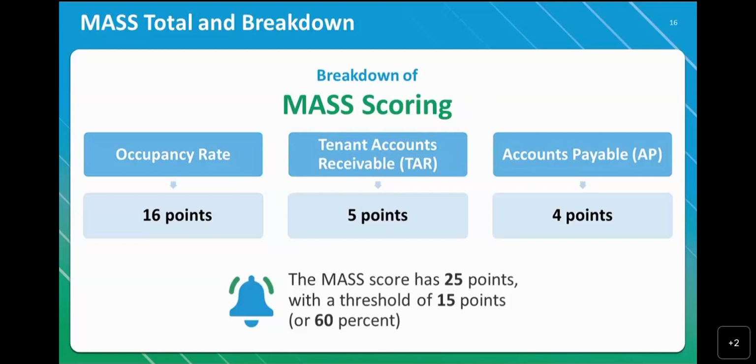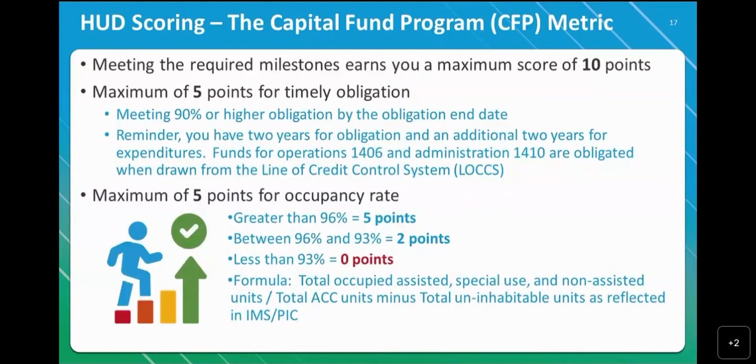The threshold to meet here is 15 points in management. So you have 25, and 15 is what you need to meet the threshold. And you're right there between the PASS and the MASS at 40 out of 100. I just want to highlight that so you get a feel for it, because there's a financial score and the CFP score. Next slide, please.